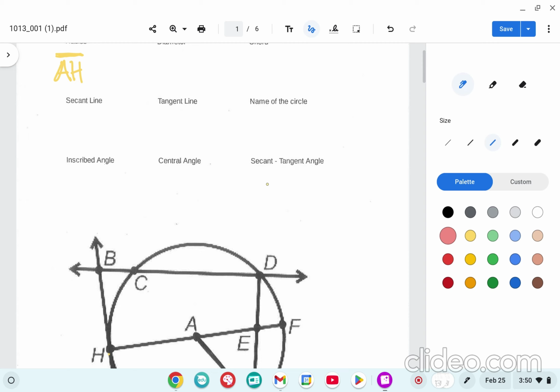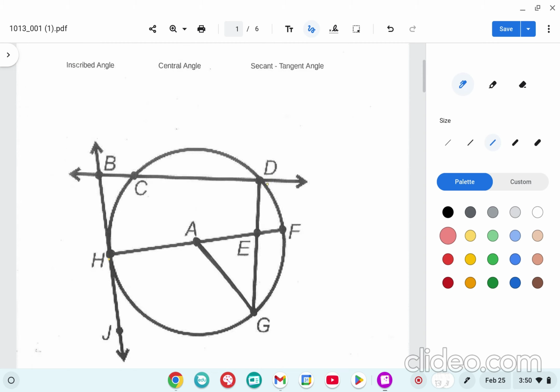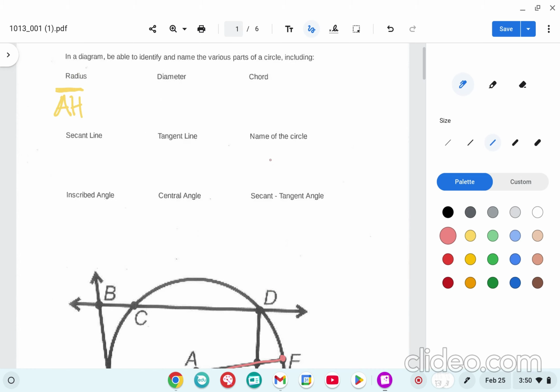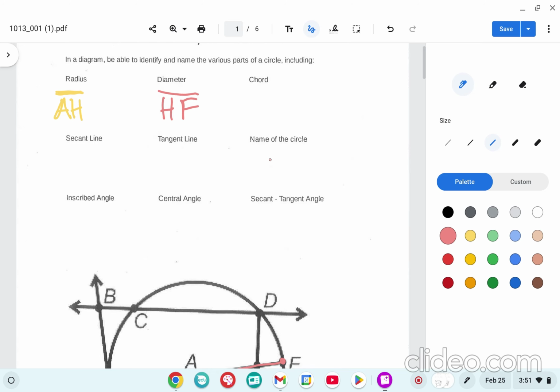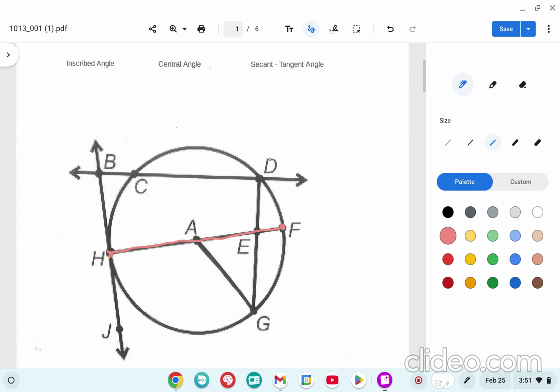Looking at the diameter, it is the line segment that goes all the way across the circle, crossing through the center, in this case crossing through point A. And so we can see it's going to be HF. That is going to be the diameter of this circle. And so again, we'll write HF, and we will put a line segment symbol above to show that it is a line segment. So again, diameter is a line that goes all the way across the circle through the center from one point on the outside to the other. All right.